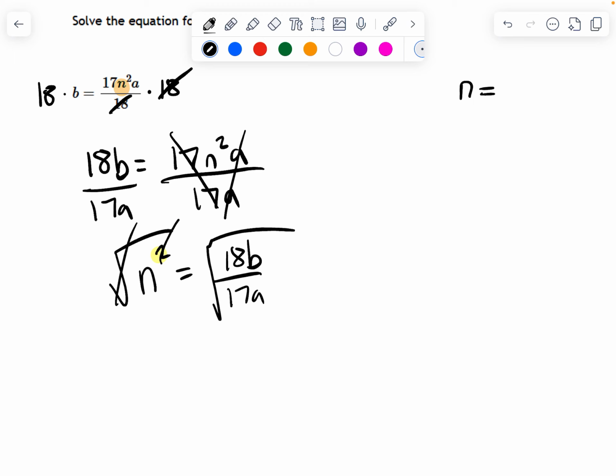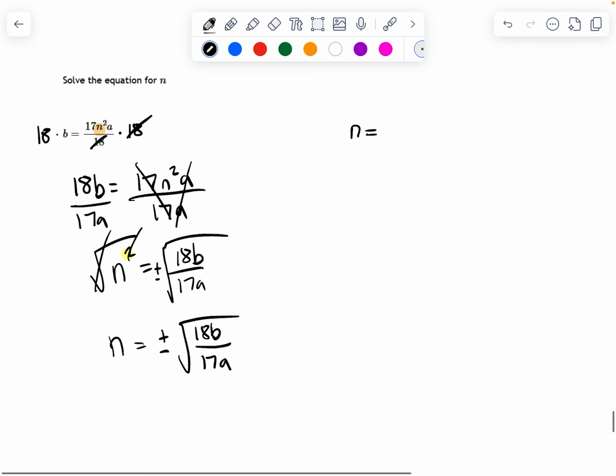So then it'd say, okay, well, n squared and the square root undo each other to leave you with the n. We didn't have any squares over here, which is why the plus minus has to go in front of that square root. So we have 18b over 17a. We can't guarantee positive, which means that plus and minus is the option.